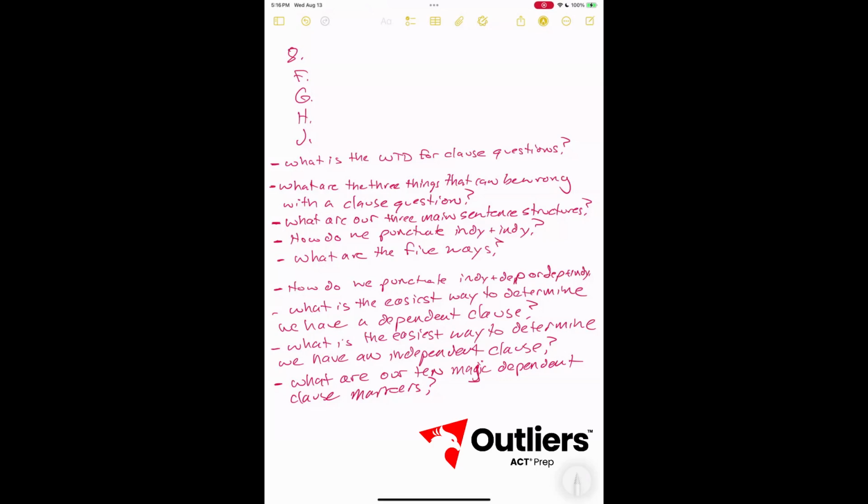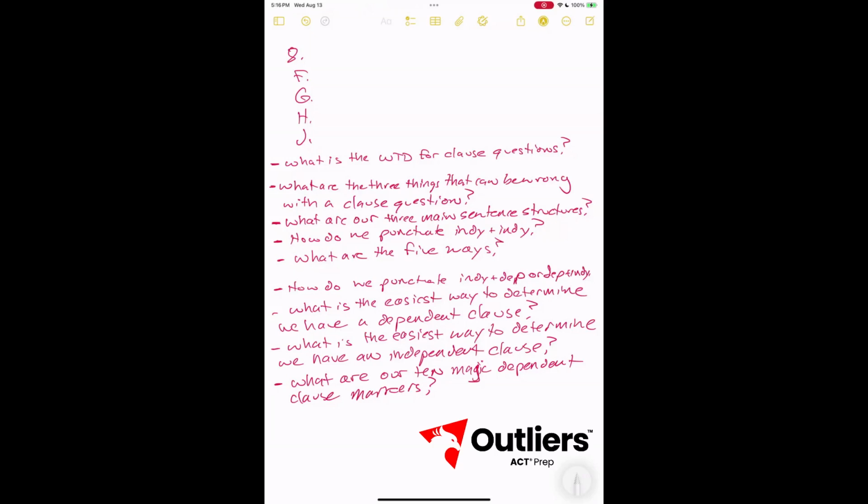What are our 3 main sentence structures? Independent plus independent, independent plus dependent, dependent plus independent. How do we punctuate independent plus independent? The 5 ways. What are the 5 ways? Comma fanboys, period, semicolon, M dash, colon.